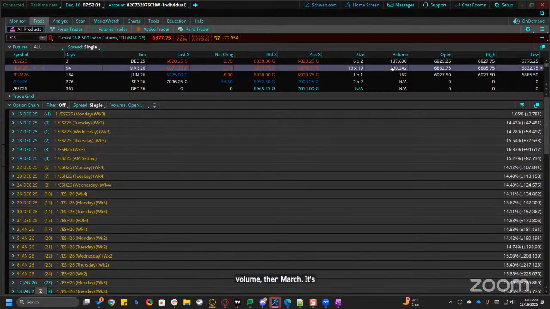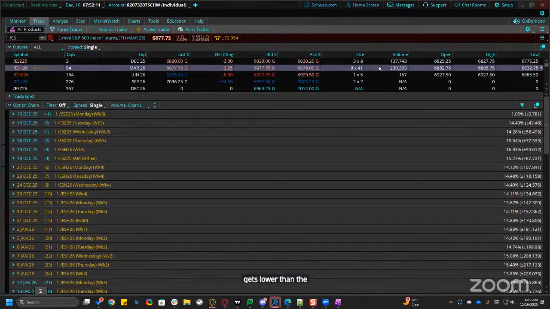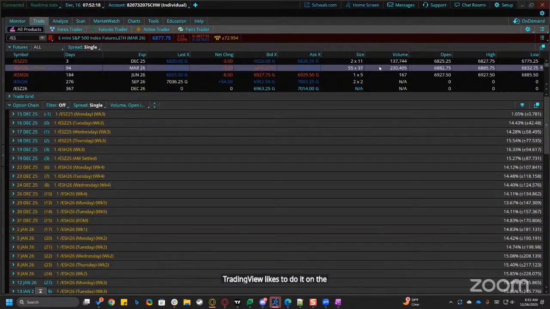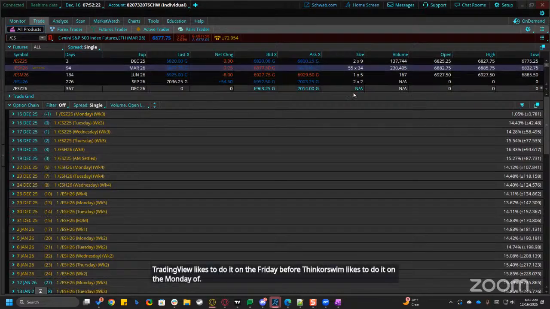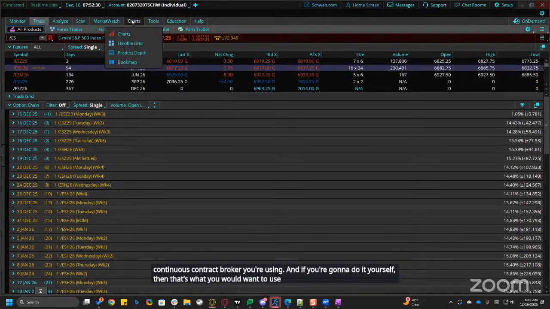It's time to swap. If you know what open interest is on futures and you know where to look, you could also swap when the open interest on the front gets lower than the open interest on the next expiry out. You could swap at that point. TradingView likes to do it on the Friday before. Thinkorswim likes to do it on the Monday of. So it really just depends on which continuous contract broker you're using. And if you're going to do it yourself, then that's what you would want to use, volume or open interest.